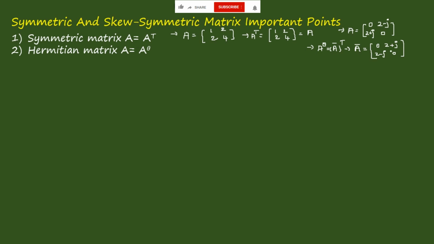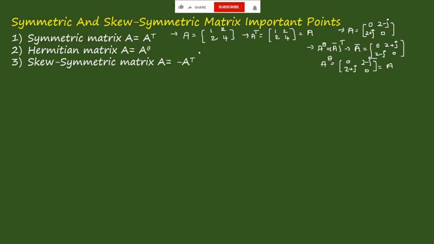Now when you do the transpose of it, then it becomes A conjugate transpose, which is equal to 0, 2 plus j, 2 minus j, and 0, right? Which is equal to nothing but A only. In this particular case, it is known as a Hermitian matrix. Okay. Come here, third one. Skew symmetric matrix, when A is equal to minus A transpose.